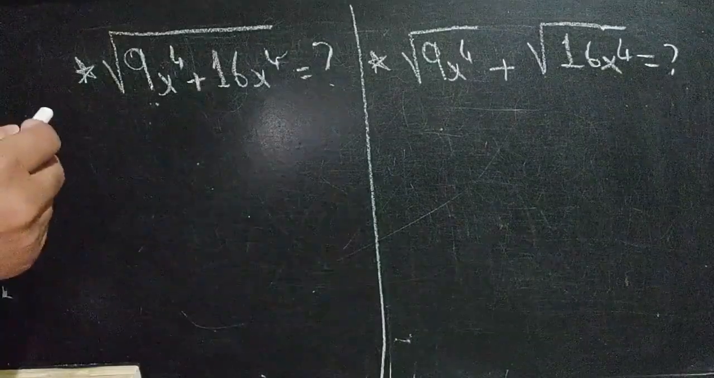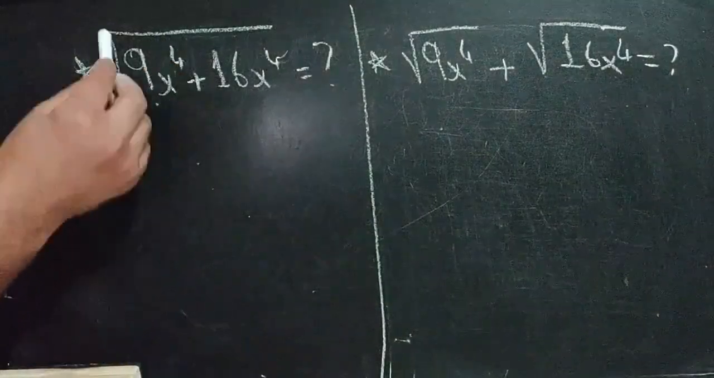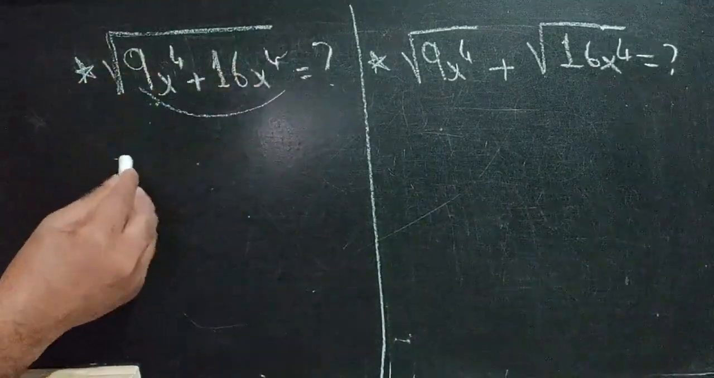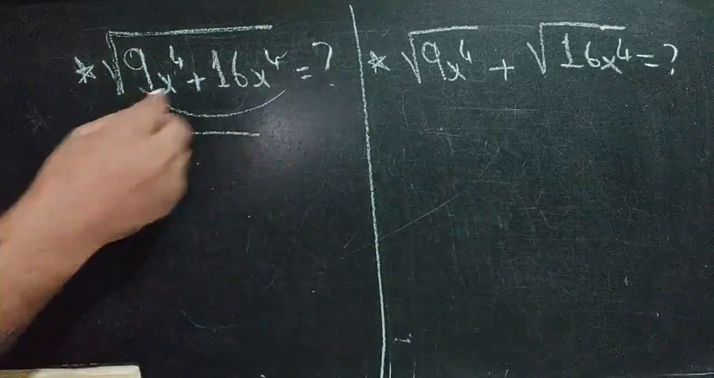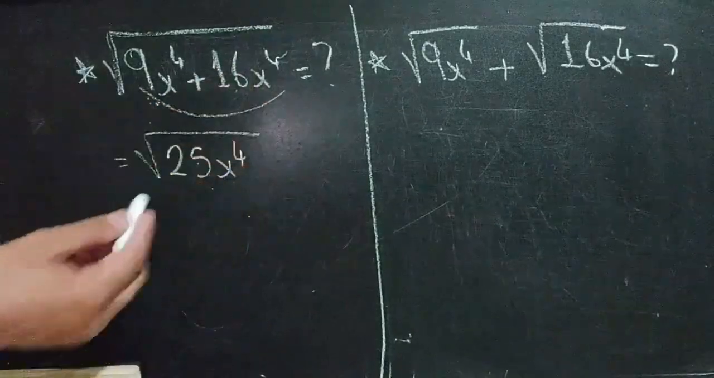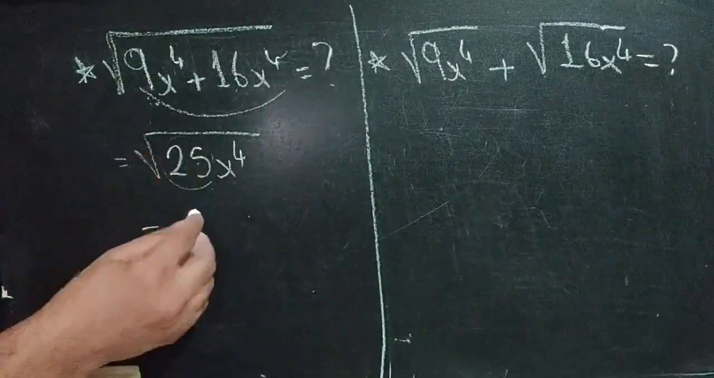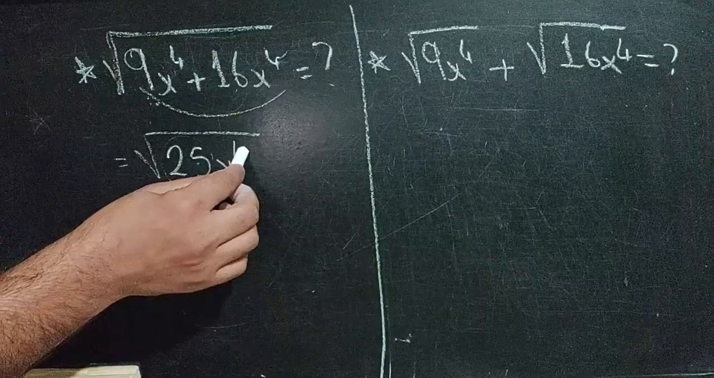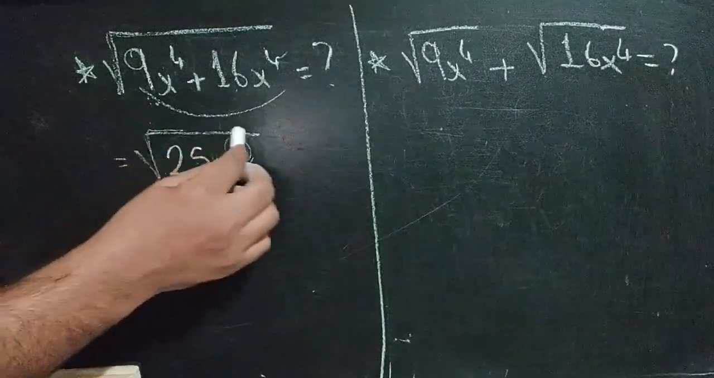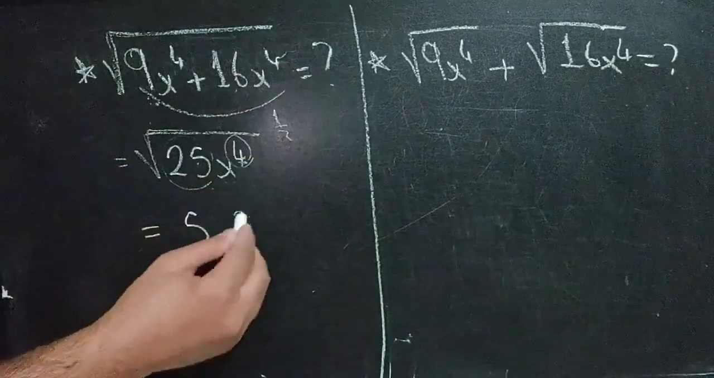So let's have a look at those two questions. See what I told you. If they are under the same root, you add them up first, which is going to be 9 plus 16, 25, x power 4. Then you are going to take the numbers or letters out. So that will come out as 5 x power 4. This power will be divided by 2, because surd is power of 1 over 2. That will be x square.